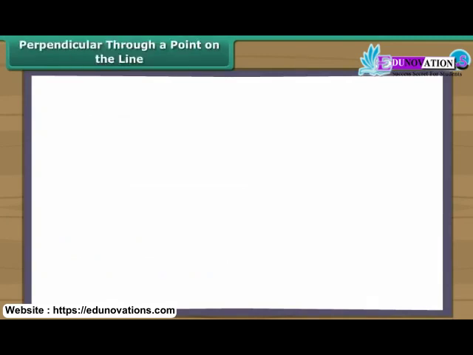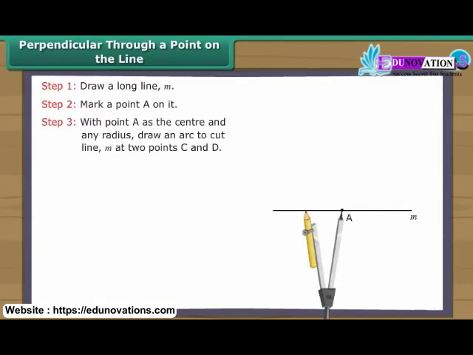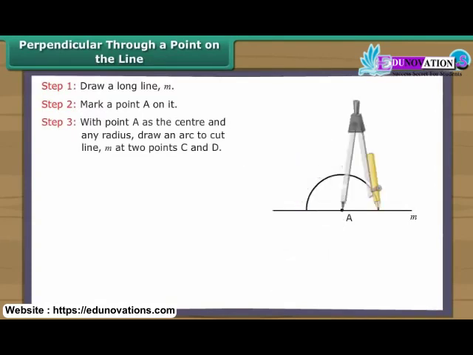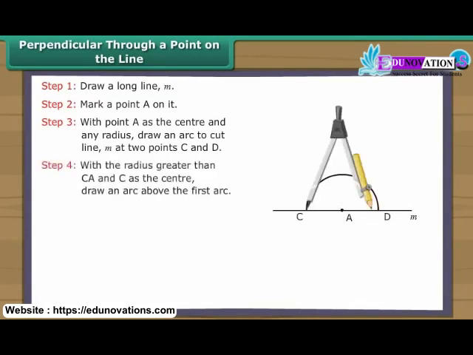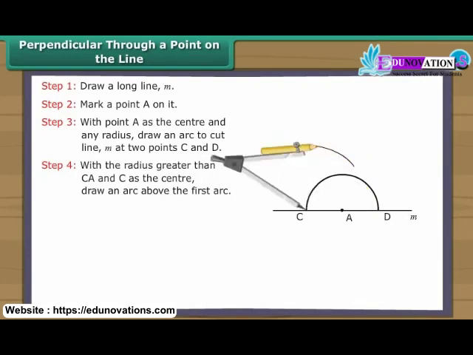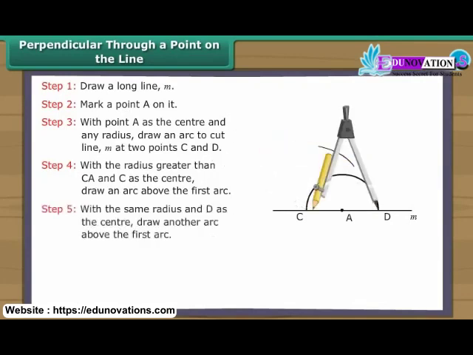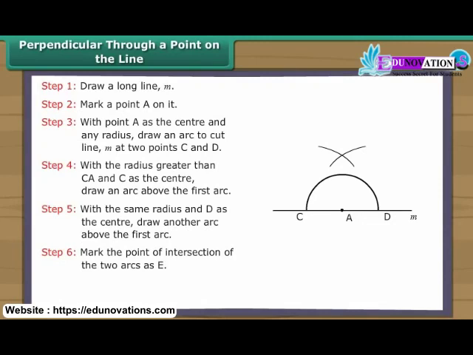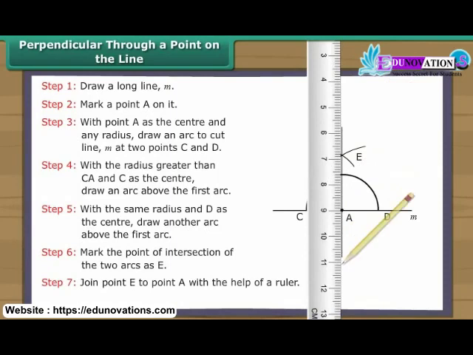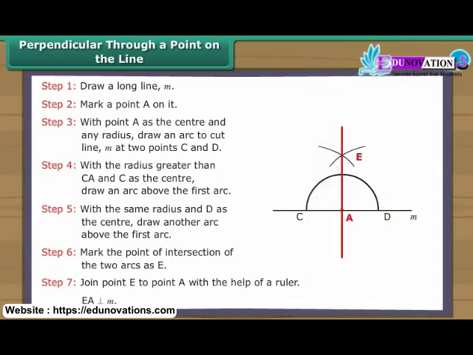Perpendicular through a point on the line. Draw a long line M. Mark a point A on it. With point A as the center and any radius, draw an arc to cut line M at 2 points C and D. With the radius greater than CA and C as the center, draw an arc above the first arc. With the same radius and D as the center, draw another arc above the first arc. Mark the point of intersection of the two arcs as E. Join point E to point A with the help of a ruler. EA is perpendicular to line M.